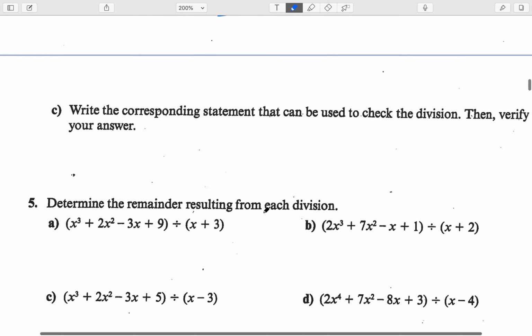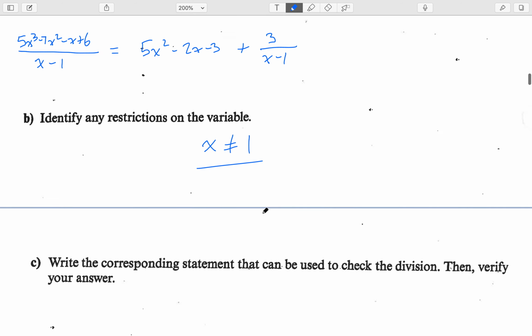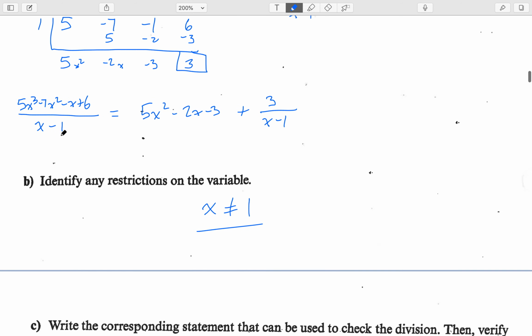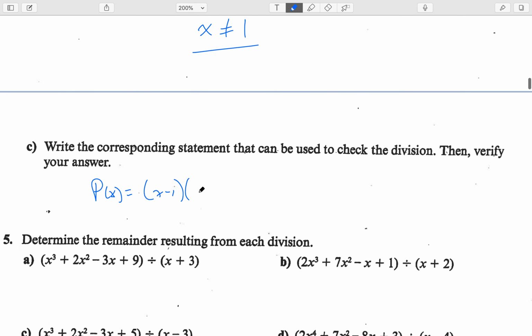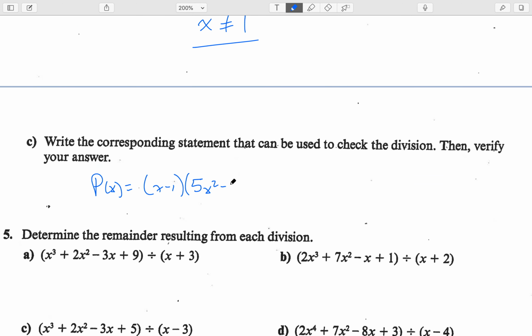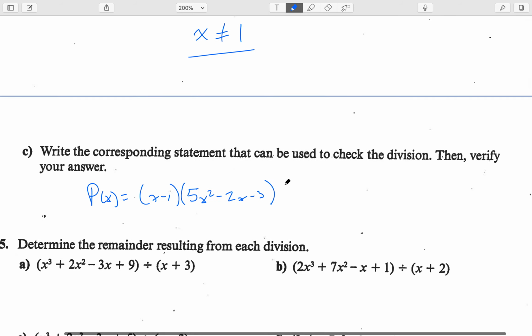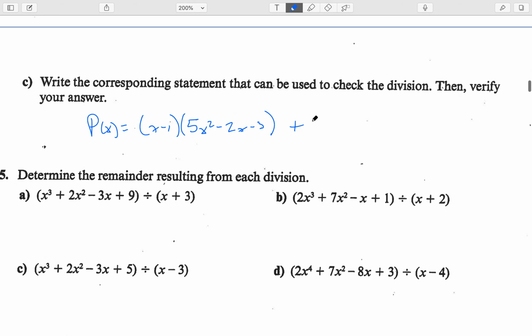Okay, write the corresponding statement that can be used to check the division. So in other words, if I was to multiply this out, remember, it'd be the divisor times the quotient. Really, if you think about this, if I multiply this up here, it cancels out there, and it multiplies onto this one. So the polynomial is the divisor, x minus 1, times the quotient, 5x squared minus 2x minus 3. And then once I've expanded that all out, I've also got my remainder, plus 3.